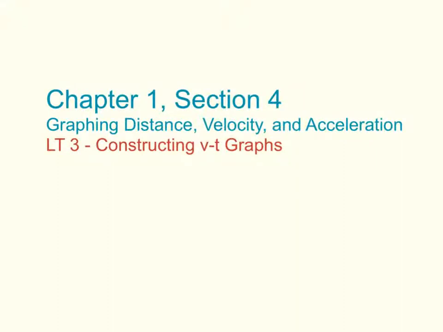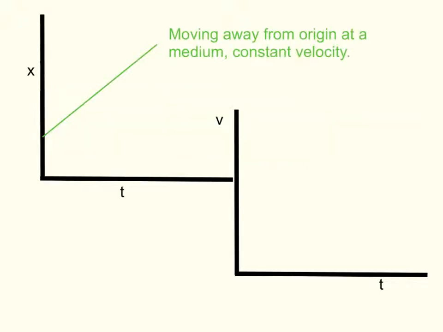Chapter 1, Section 4, Learning Target 3 is about constructing velocity time graphs. To make a velocity time graph, you need to know about the motion of an object. According to this position time graph, the object is moving away from the origin at a medium constant velocity.